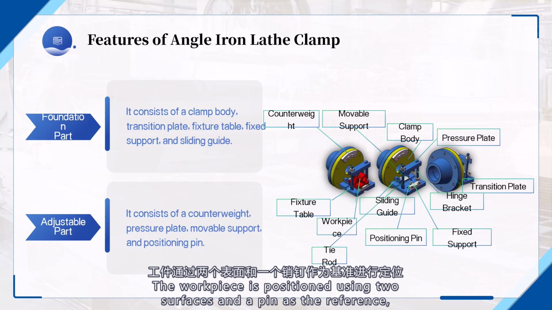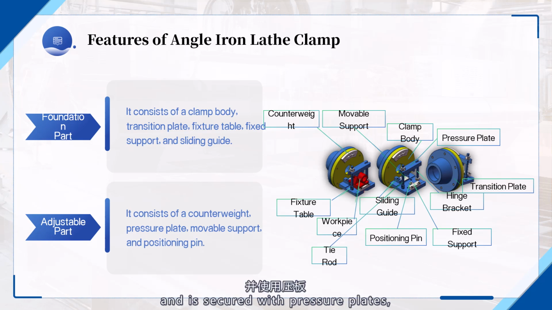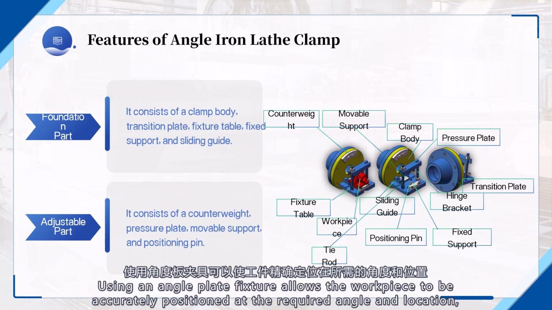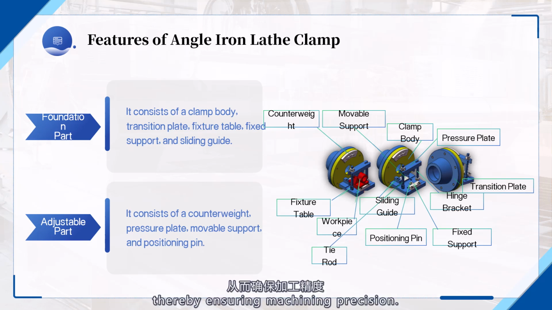The workpiece is positioned using two surfaces and a pin as the reference, and is secured with pressure plates, swinging V-blocks, and screws. Using an angle plate fixture allows the workpiece to be accurately positioned at the required angle and the location, thereby ensuring machining precision.